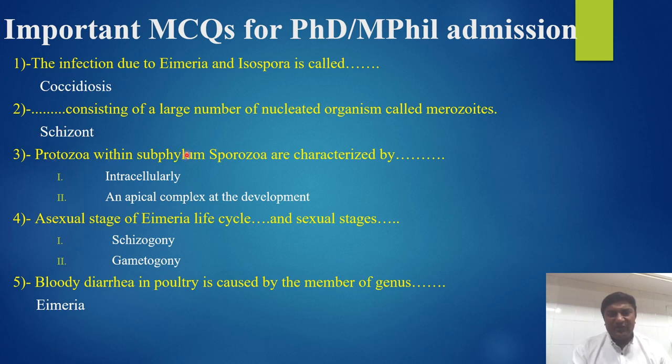Protozoa within subphylum Sporozoa are characterized by an intracellular apical complex. The asexual stages of the life cycle are dash, and the sexual stages are schizogony and gametogony. Bloody diarrhea in poultry is caused by a member of the genus Eimeria.